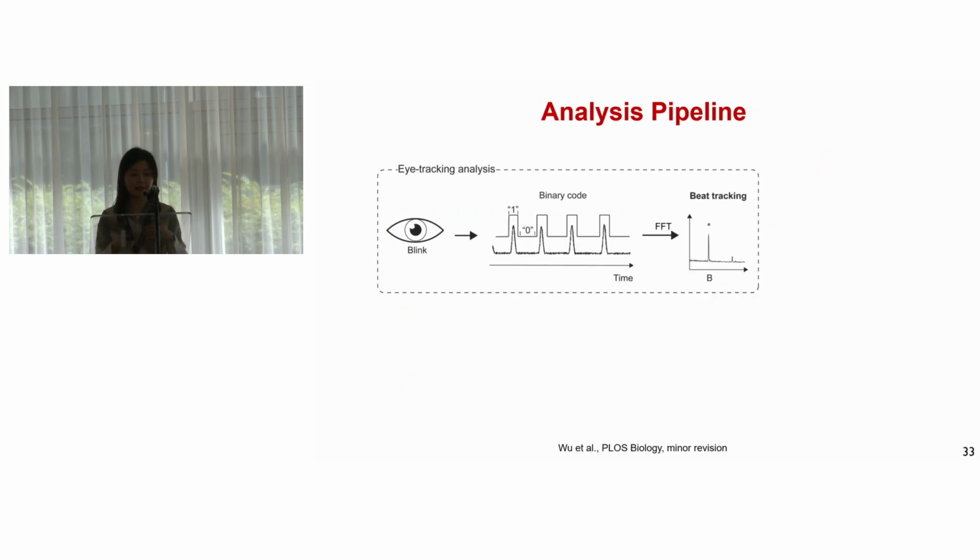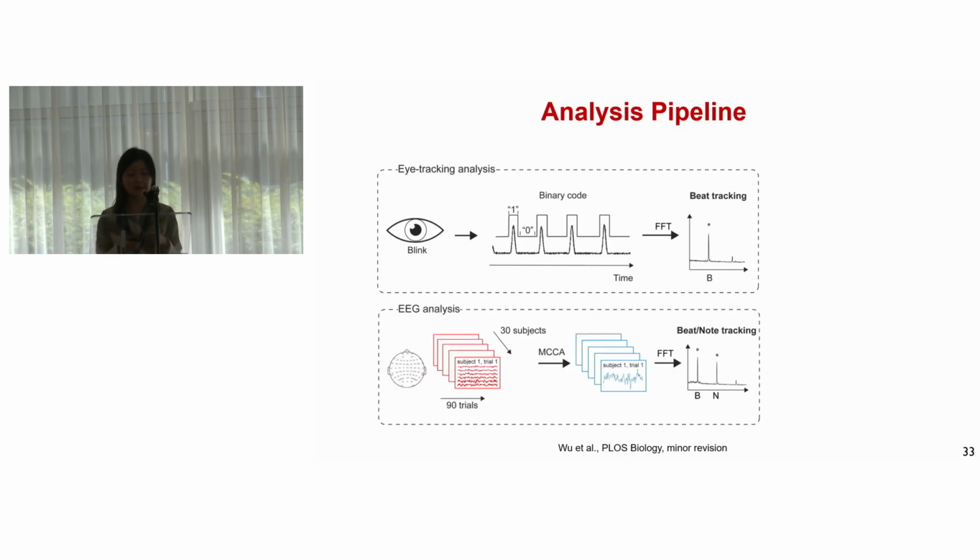So for the eye tracking, for the blink data, we do wavelet codes and the fast Fourier transformation to get the spectrum of this blink activity, to see whether there is some spectral power at certain frequencies, like here, whether it has beat tracking. And for the EEG signal, we do the FFT as well to look at the neural oscillations, whether it can track the beat rate or the note rate.